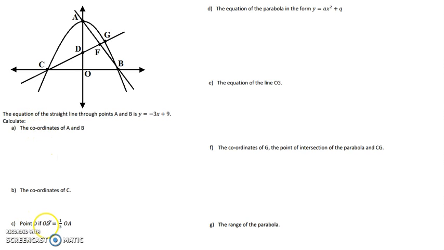Point D, if OD is equal to a third of OA. It's a really tricky way of asking a simple concept. Let's see if we can find another one. The coordinates of G, the point of intersection of the parabola and CG.